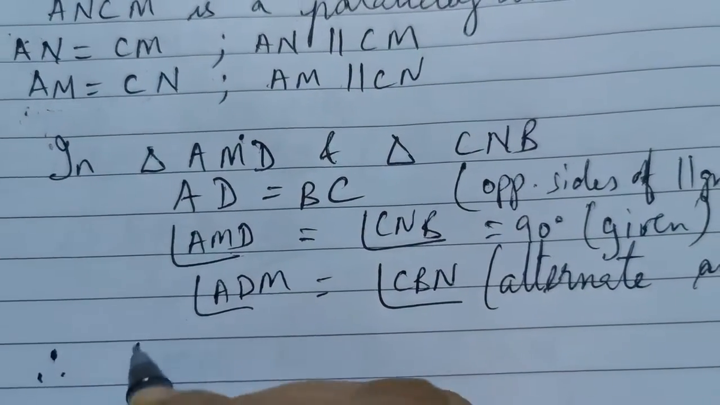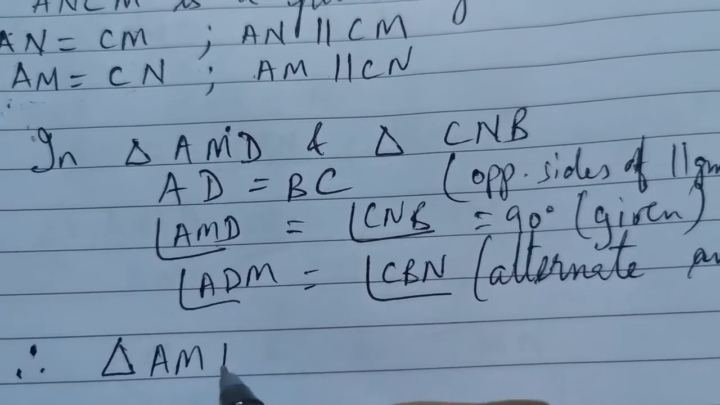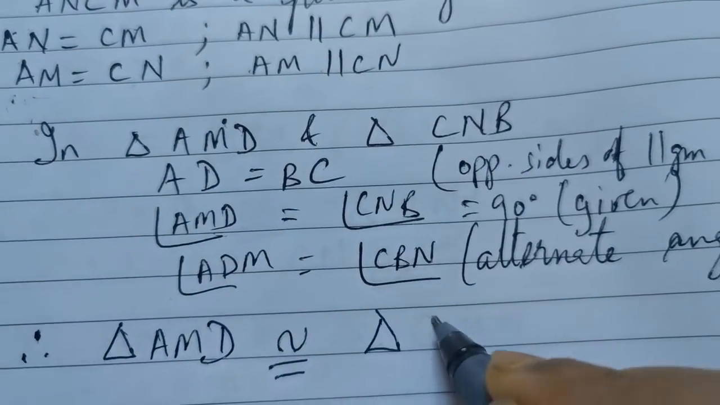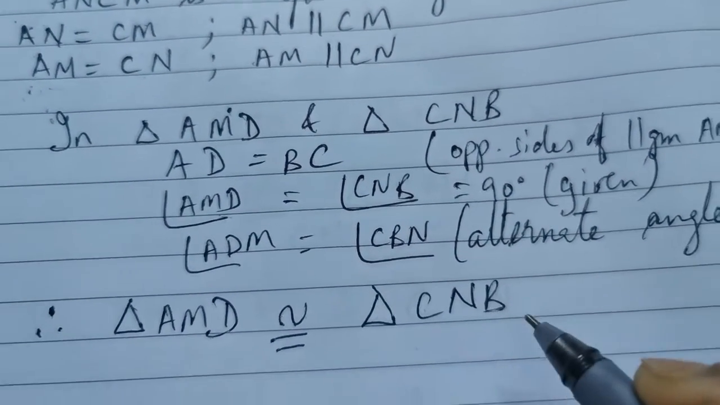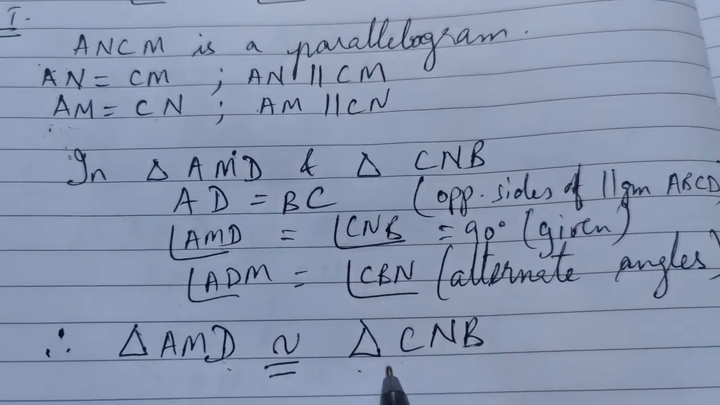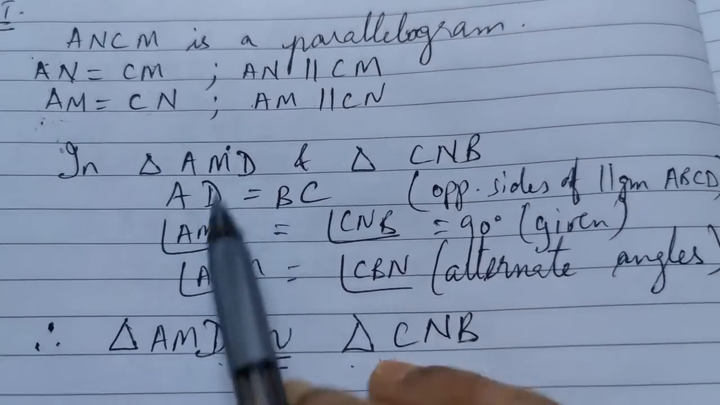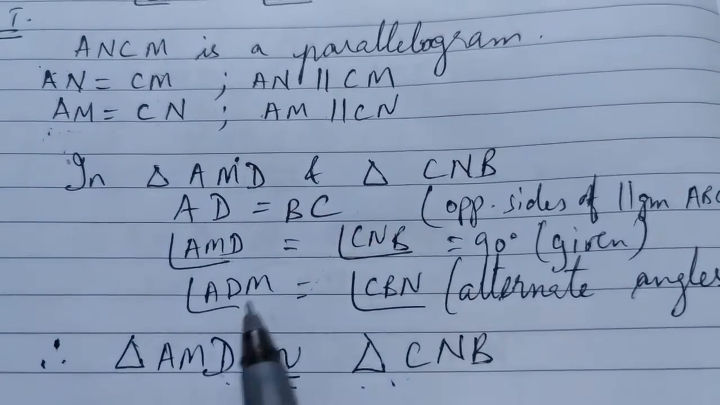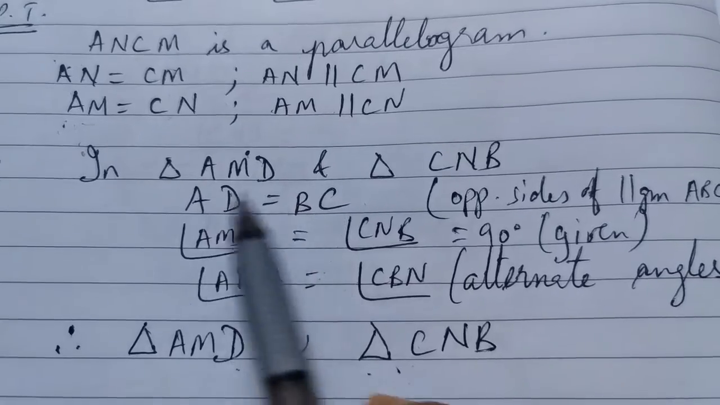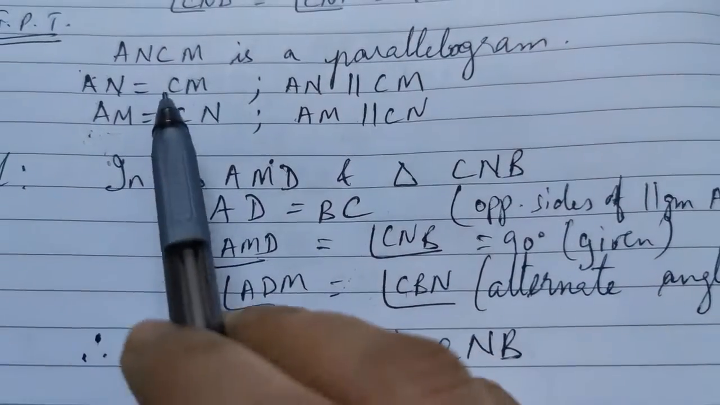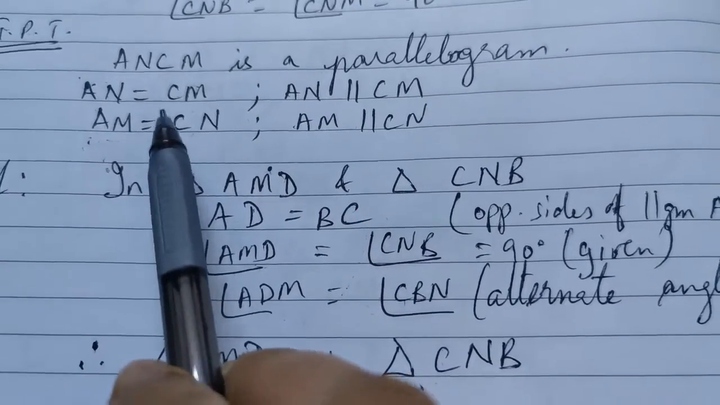Therefore, the triangle AMD is congruent to triangle CNB. So, when these two triangles are congruent, now we proved three properties. The other three properties will also be same. So, the angle opposite to equal side will be same and the side opposite to equal angle will be same. Now, our aim is to prove AM is equal to CN.